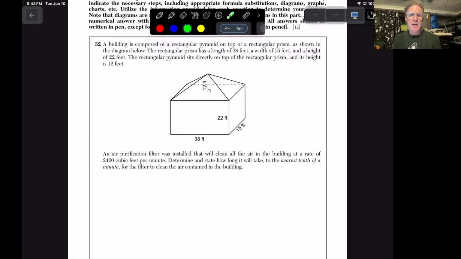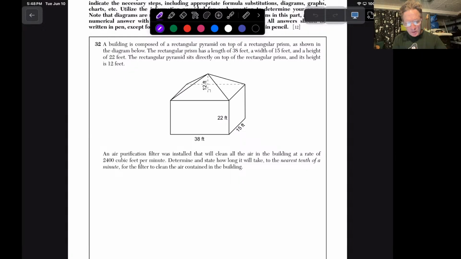But literally every year for the last 8 to 10 years, they've had a 4-point 3D geometry question where you had to find 2 things. In this case, it's a pyramid and a rectangular prism. So for a pyramid, but we'll see.